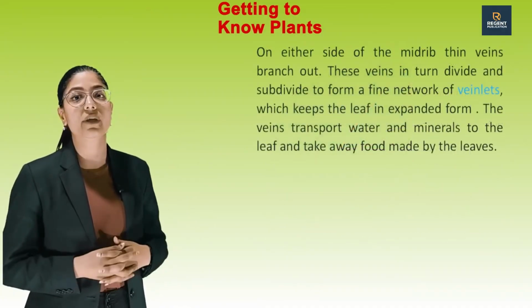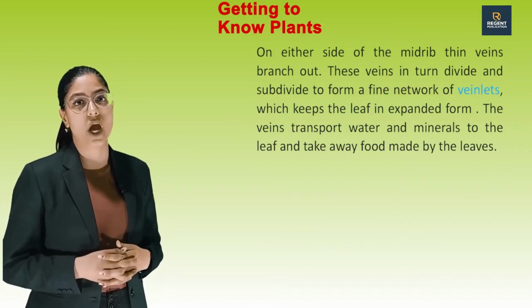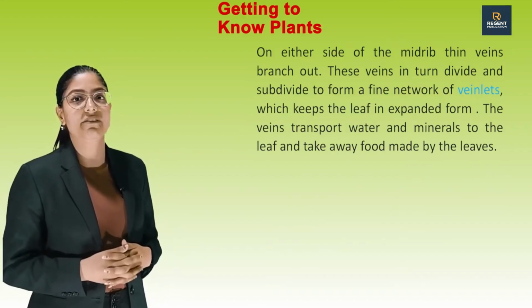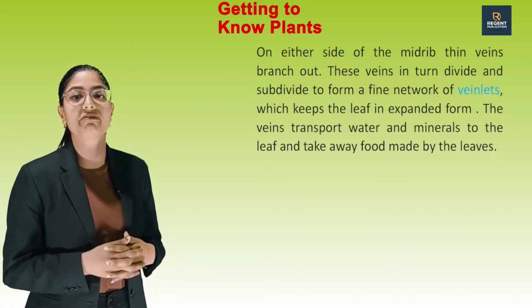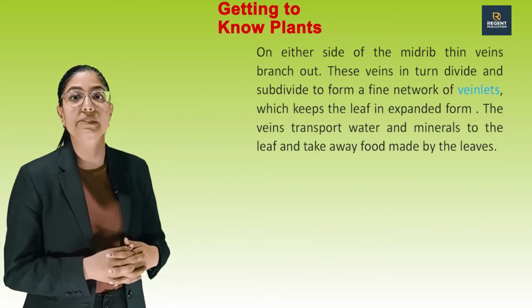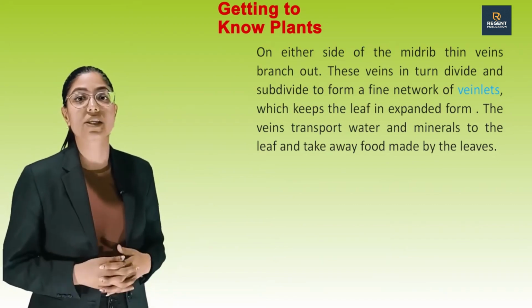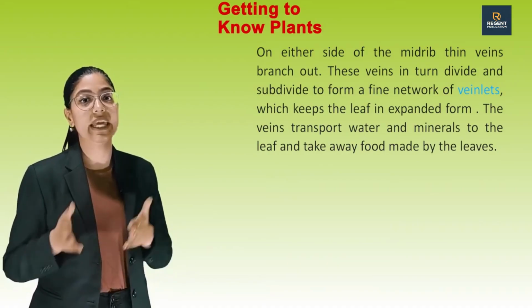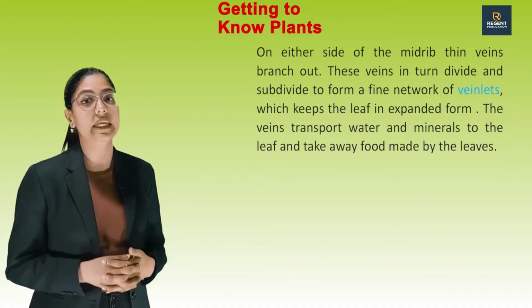On either side of the midrib, thin veins branch out. These veins in turn divide and subdivide to form a fine network of veinlets, which keeps the leaf in expanded form. The veins transport water and minerals to the leaf and take away food made by leaves.